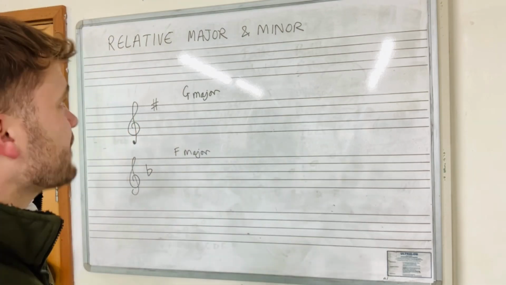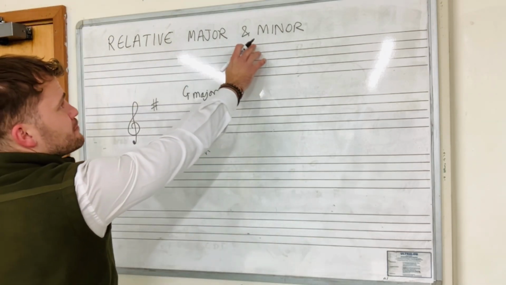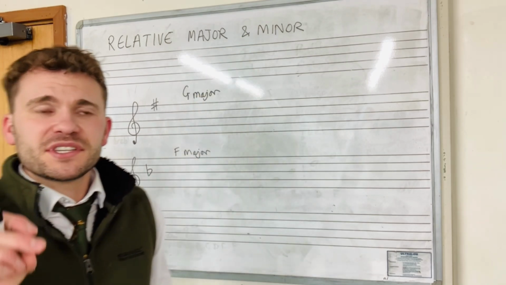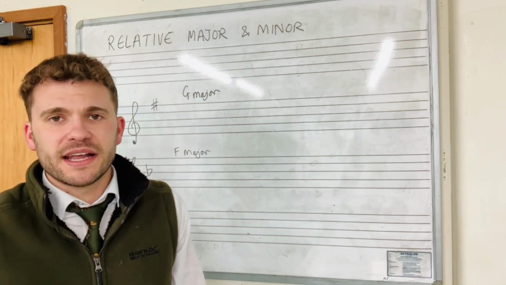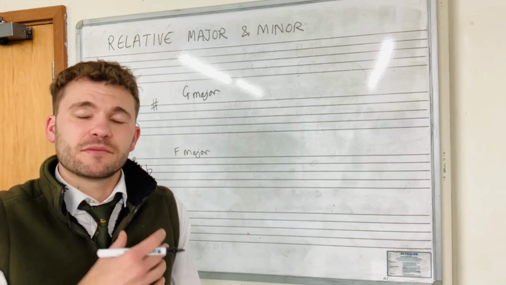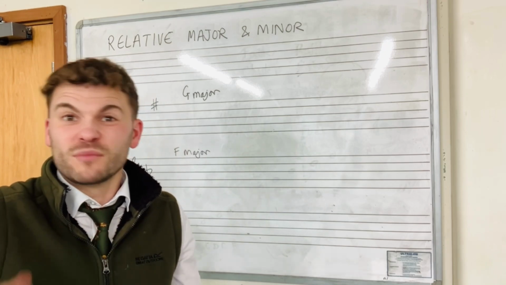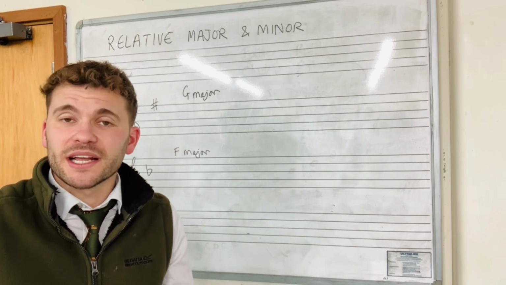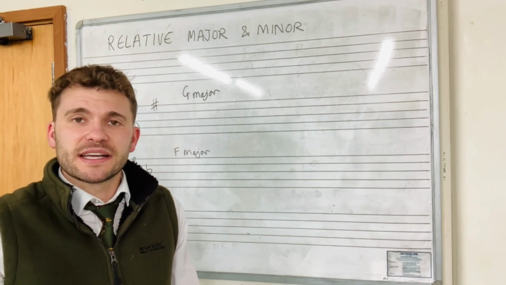So we have these things called relative majors and minors. Every single major key has a relative minor. Every single minor key has a relative major. Again, for somebody like me, I know which are the relative major and minor very quickly, but there is an easy way to work it out.